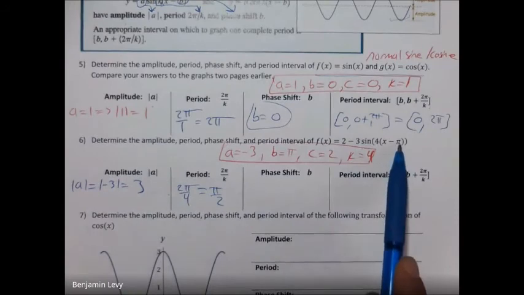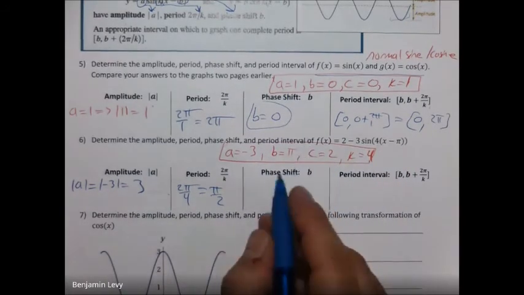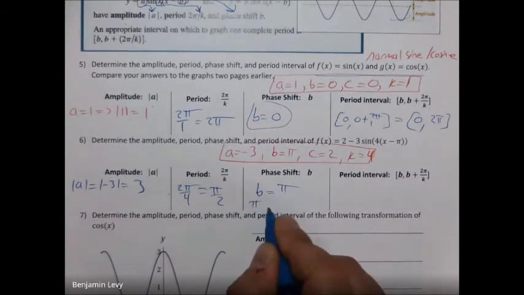It's also been shifted, right? The phase shift on this b was pi, and so the phase shift is going to be the b value, which is pi. In other words, it went to the pi.